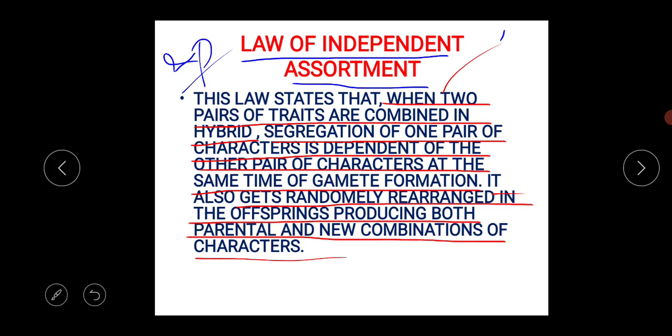So I am repeating again, what is the main fundamental feature of this law? During gamete formation, when two pairs of traits are combined to form a hybrid, during segregation one pair of characteristics is independent of the other pair of characteristics. So they are not dependent on each other. This is the basic fundamental feature of this law.